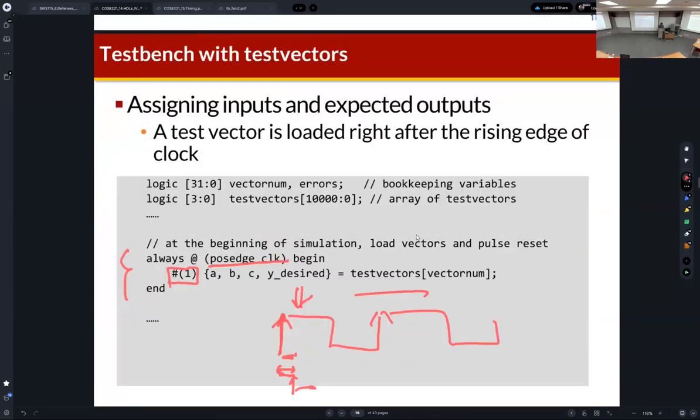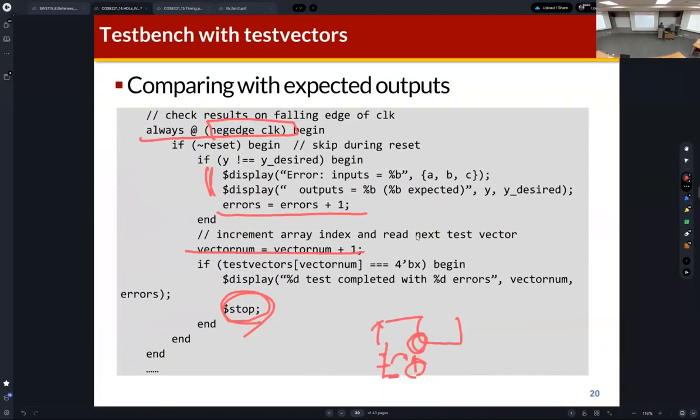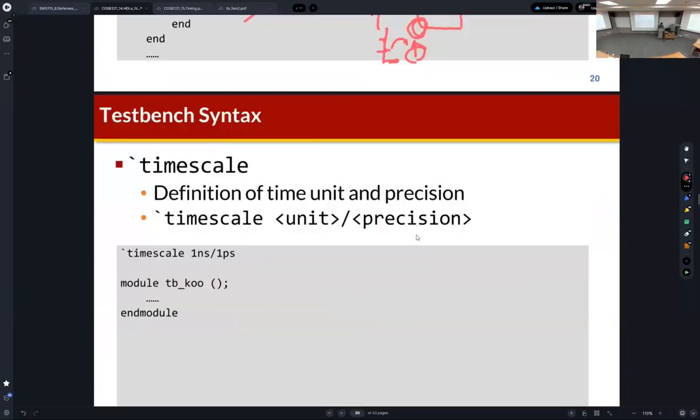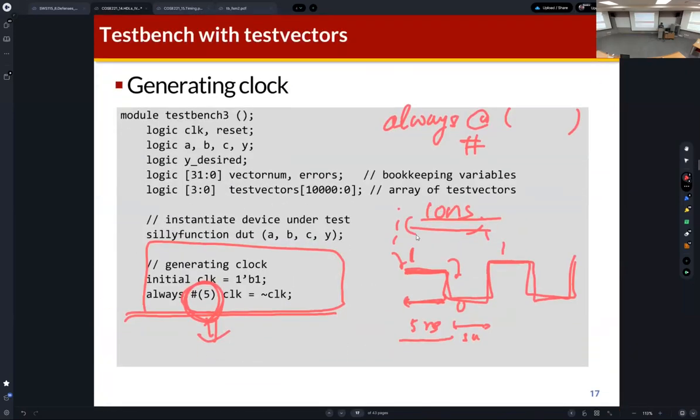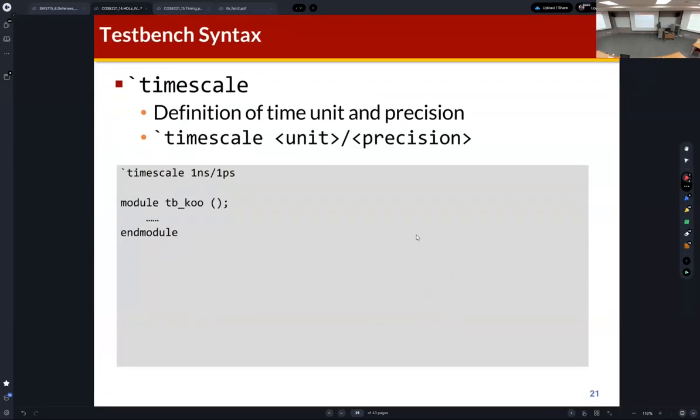Okay, so I also explained how to generate a clock. This is the example of the test bench. So in today's lecture, I briefly explain the required SystemVerilog syntax for designing a test bench.